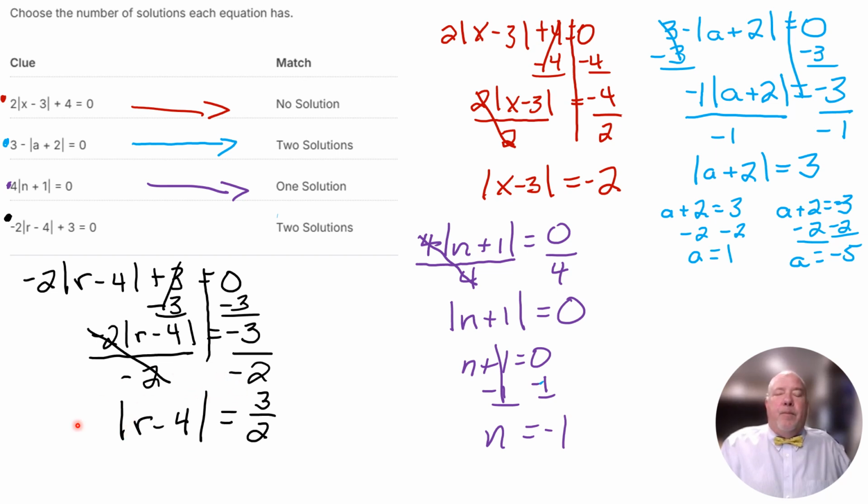So you get one solution when the absolute value is equal to 0. If it's equal to a negative, you get no solution. And otherwise, you're going to get two solutions. I'm not going to solve that one because we don't need the solution. We just need to know how many solutions there were, and there were 2. So there you go.